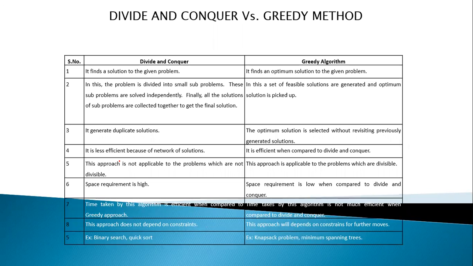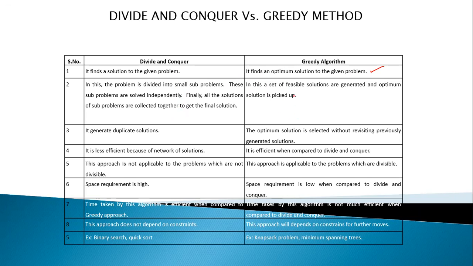Here are the differences between divide and conquer and the greedy method. Divide and conquer will give a solution to a particular problem, but we don't know whether it is an optimum solution or not, whereas the greedy method provides an optimum solution to a problem. In divide and conquer, the problem is divided into smaller subproblems, all these subproblems are solved individually, and finally all the solutions are collected together to get the final solution.